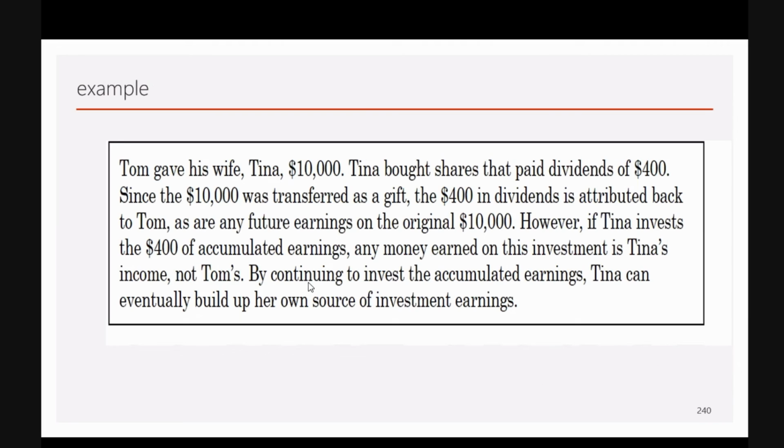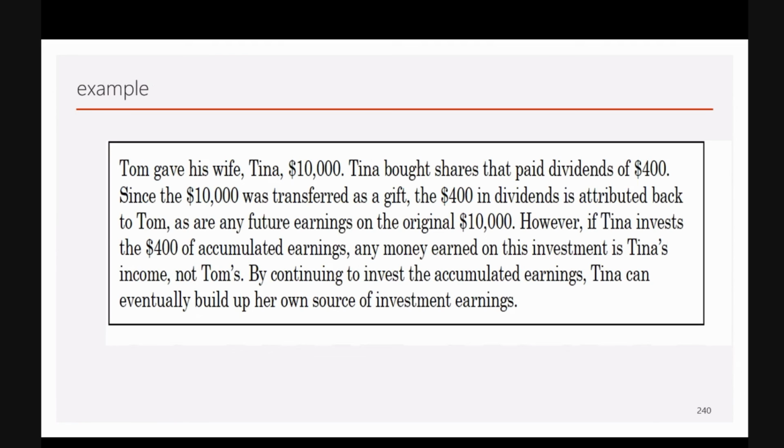By continuing to invest that accumulated earning, Tina can eventually build up her own source of investment earning. So if the income is only from the 10,000, then Tom reports. Other than that, Tina reports. If Tina uses that 400 this year, then 500 next year, or another 400, and puts that 1,100 into investment.